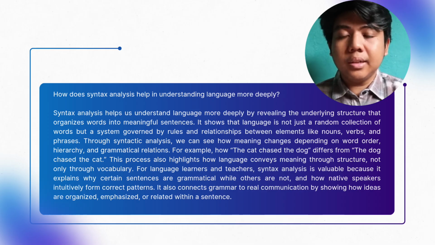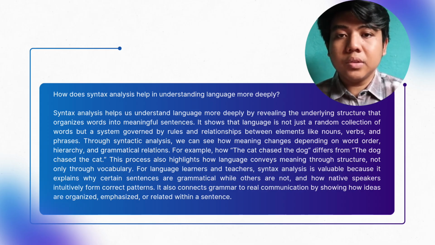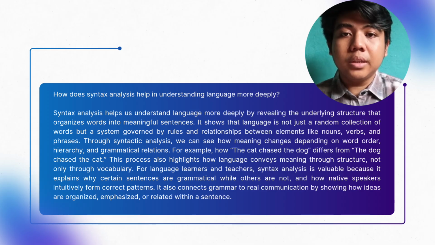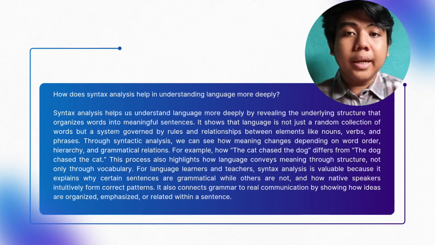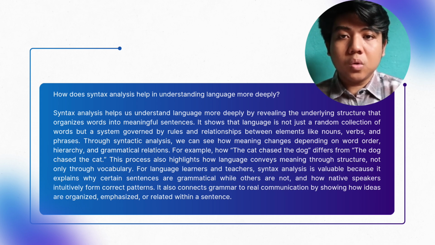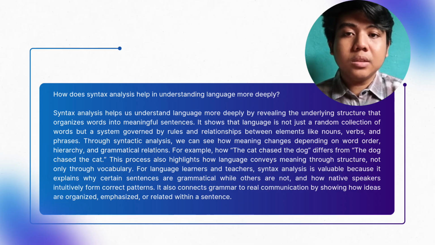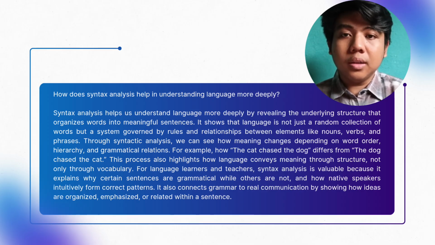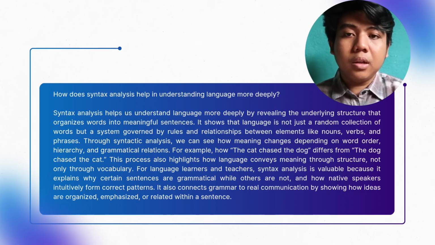Through syntactic analysis, we can see how meaning changes depending on word order, hierarchy, and grammatical relations. We can take an example: the sentence "The cat kissed the dog" differs from "The dog kissed the cat." This process also highlights how language conveys meaning through structure, not only through vocabulary.